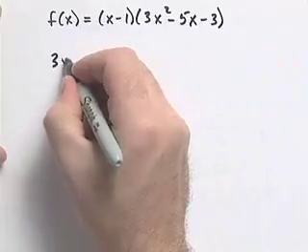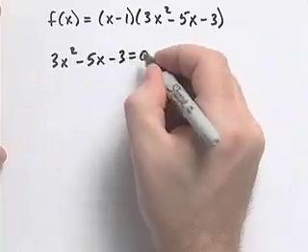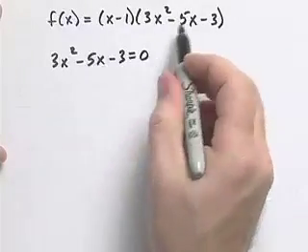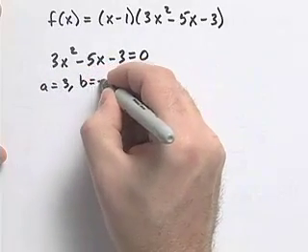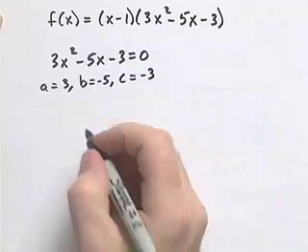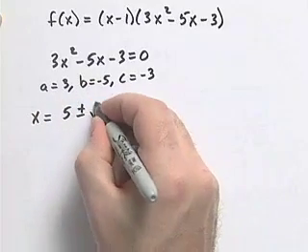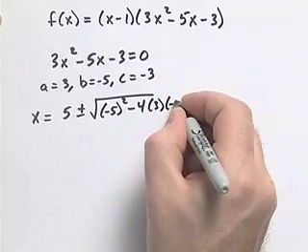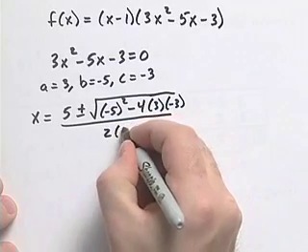So we're going to set this reduced polynomial, 3x squared minus 5x minus 3, equal to 0, and find any solutions to this equation. This is a quadratic equation, and factoring is not going to help us here. So we're going to use the quadratic formula. a equals 3, b equals negative 5, and c equals negative 3. If we plug these values into the quadratic formula, we'll get x is equal to 5 plus or minus the square root of negative 5 squared, minus 4 times 3 times negative 3, and all of that is going to be over 2 times 3.